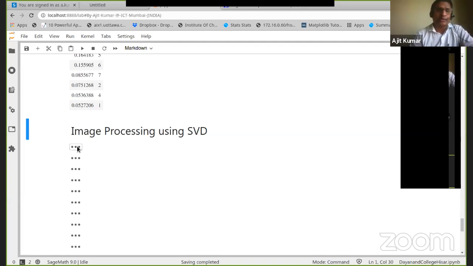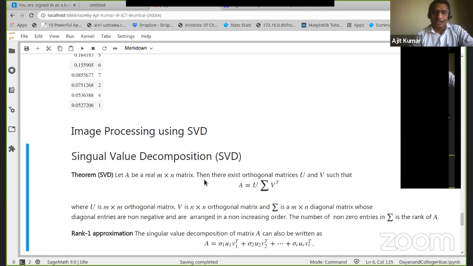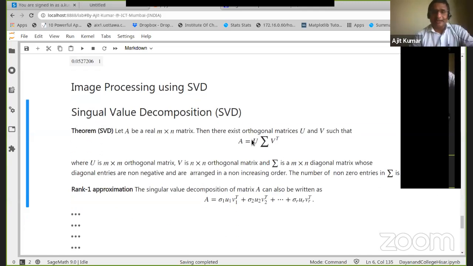So let us look at what this singular value decomposition is. Briefly, let me just explain. Any matrix you can split into U times sigma times V transpose, where U and V are orthogonal matrices and sigma is a rectangular diagonal matrix. Of course, the number of non-zero entries in this diagonal will be the rank of the matrix. Those are called singular values, and they are arranged in decreasing order. They will always be non-negative, of course, right?